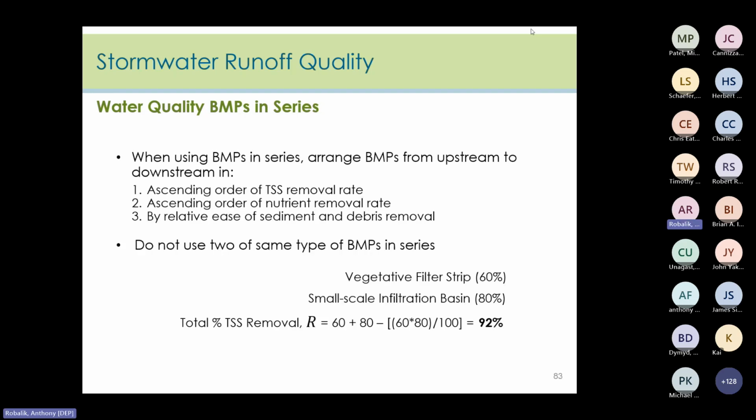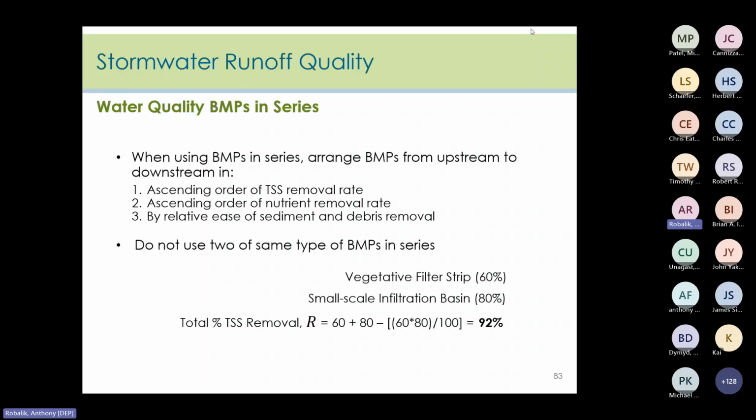Something else to note is that when a combination of BMPs are used, justification for the placement order is needed, and that's according to the hierarchy seen here. So first considering TSS removal rate, and then nutrient removal rate, and then lastly considering ease of sediment and debris removal. Also, the reviewer should verify that 2 of the same kind of BMP are not used in series, as the downgradient one will not be as effective.